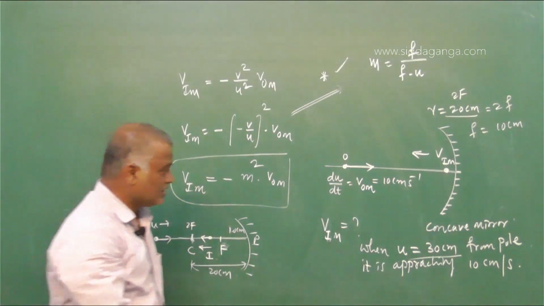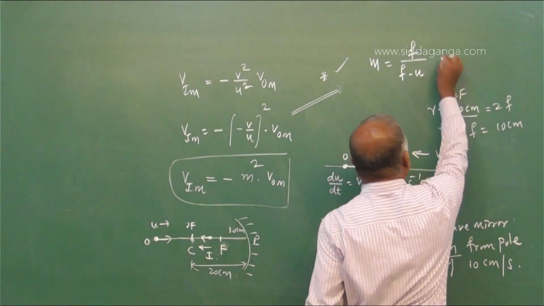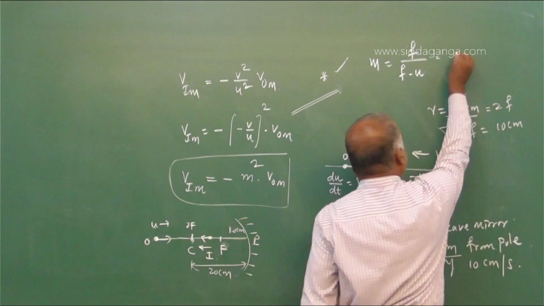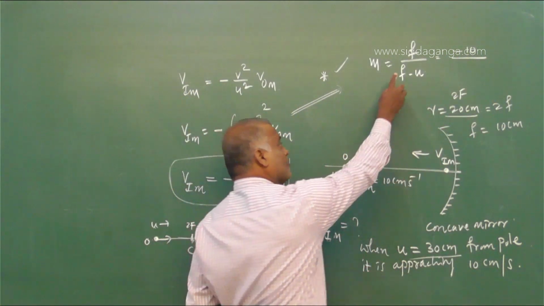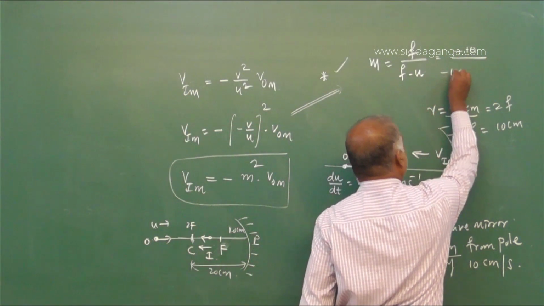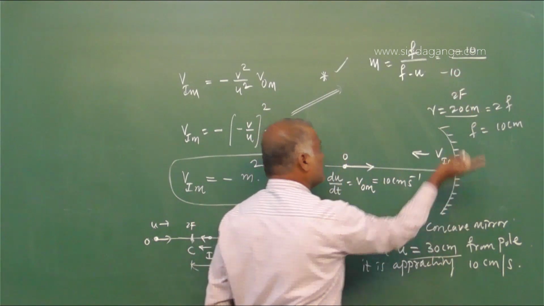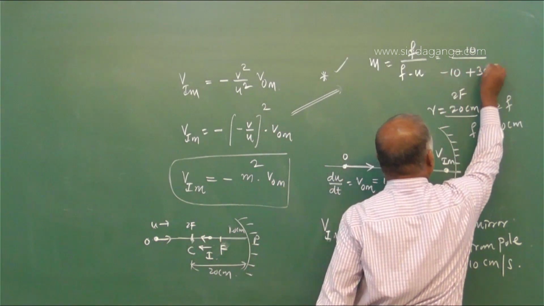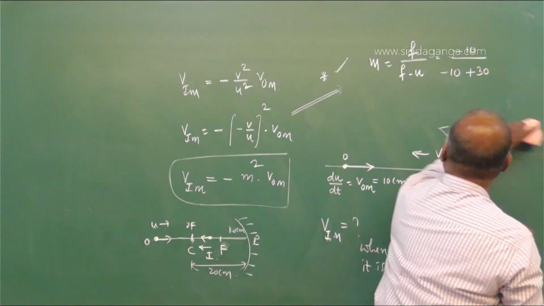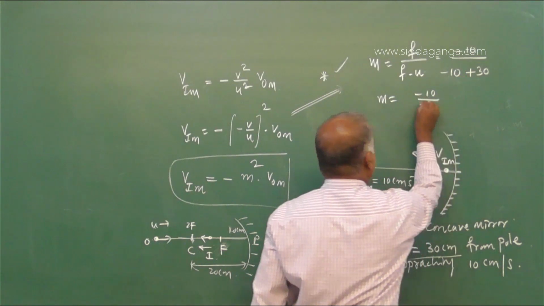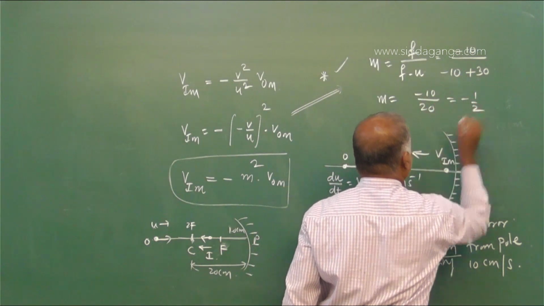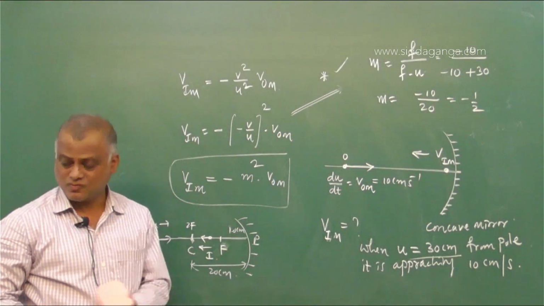So what is F here? Focal length is given. How much have they given? Minus 10, we cannot drop the sign convention. Divided by, what is F here? Minus 10. What is the object distance? 30. Minus of minus, that is plus 30. So how much will you get, dear students? M is equal to minus 30 divided by 20, that is minus 1 by 2. Obviously M is negative, less than 1.